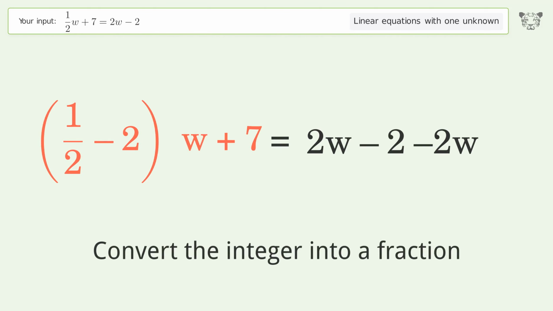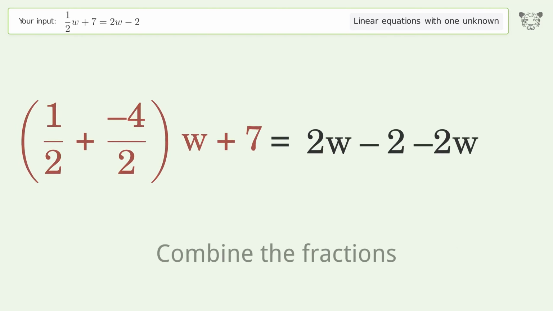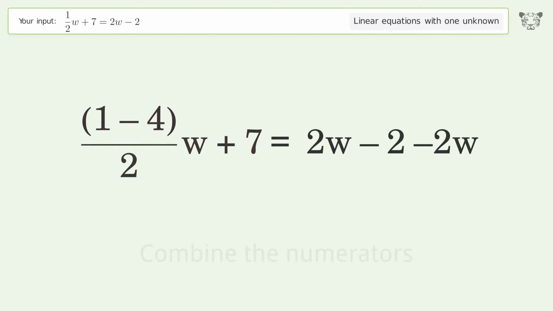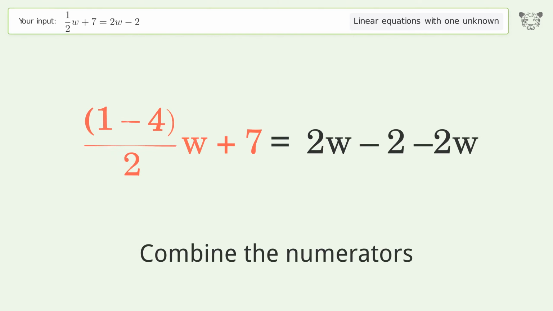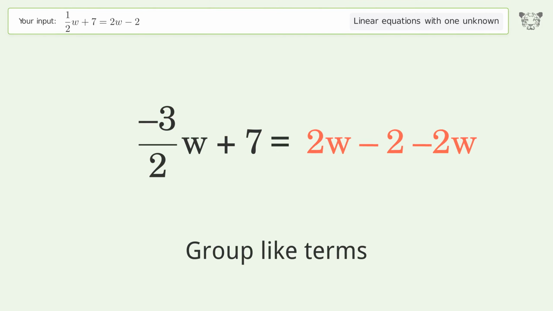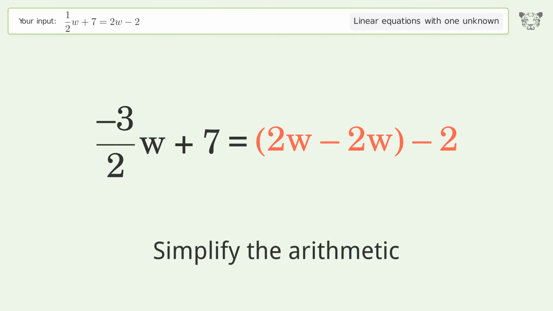Convert the integer into a fraction. Combine the fractions. Combine the numerators. Group like terms. Simplify the arithmetic.